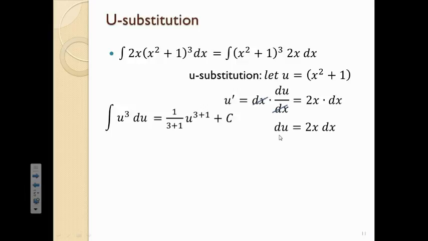Now we can use our simple integration formula, and we get 1/4 u to the 4th plus c. Now, again, everything has to be in terms of x, so we substitute back in what u is equal to, namely the x squared plus 1, and we get our final answer of 1/4 times the quantity x squared plus 1 to the 4th power plus c.